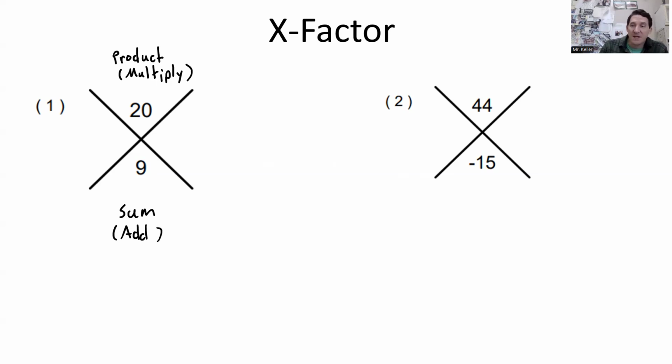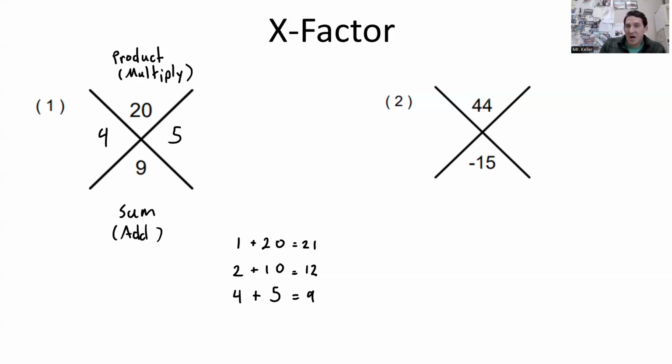You can use a multiplication table to help you out with it. What you want to do is think of the pairs of numbers that multiply to get 20 and then check to see if they add to 9. You can make lists. So the pairs of numbers that multiply to get 20 would be 1 and 20, 2 times 10, and then 4 times 5, and then see which of these add to 9. That's 21. This would be 12. 4 plus 5 is 9. So the sides of our X factor are 4 and 5.